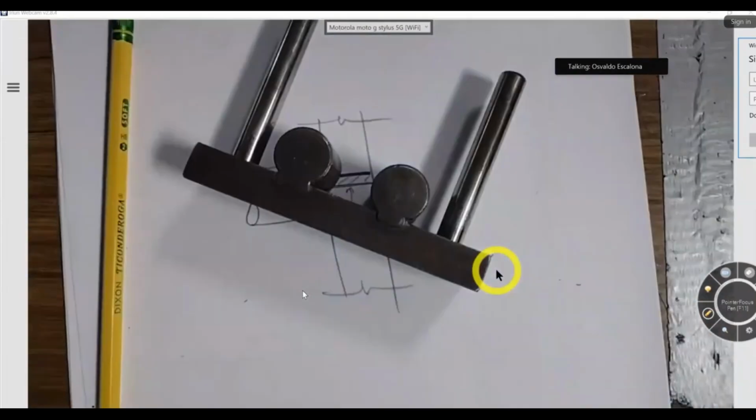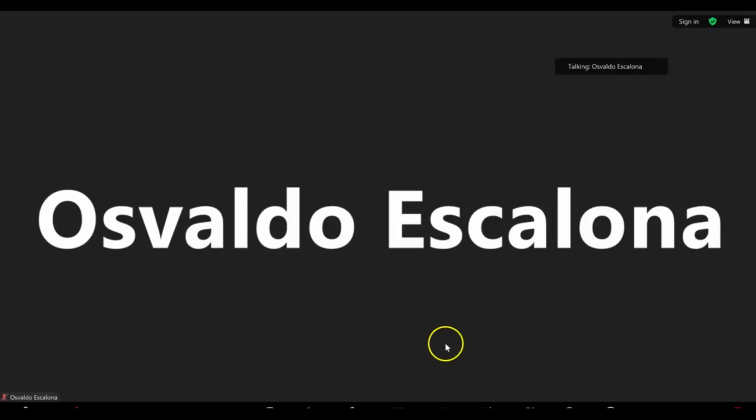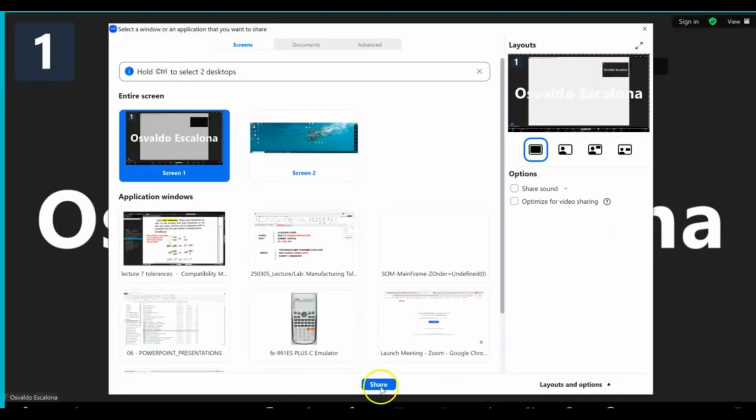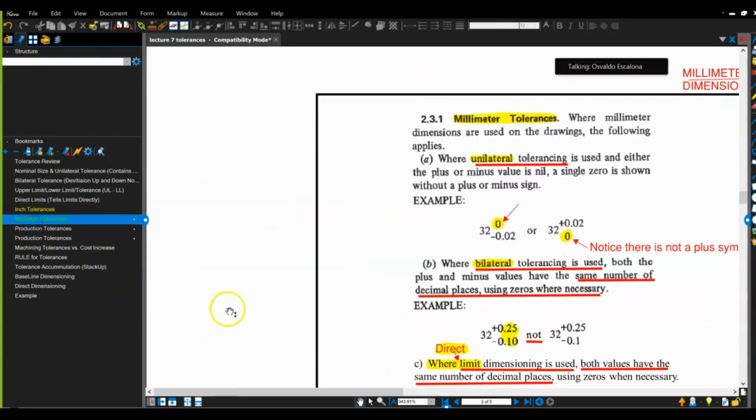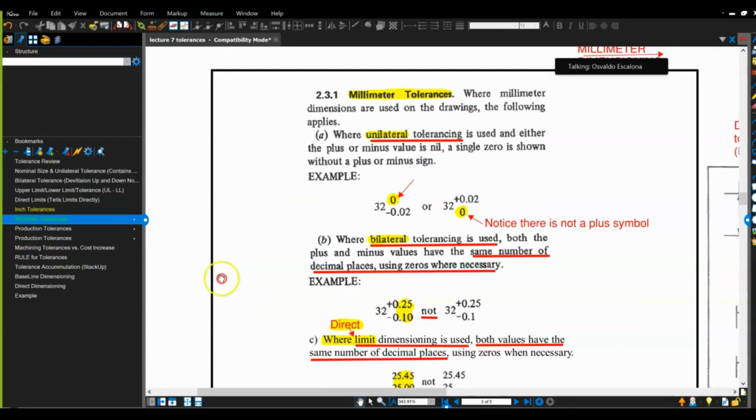In order for me to get that type of fit, I need to pull out my bazookas, and I most likely will have to have a special type of fit, which we'll talk about later. Right now, just tolerance. In millimeter tolerances, there are a couple more rules.